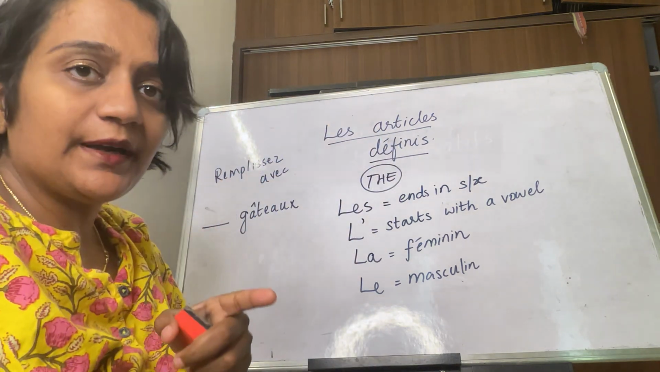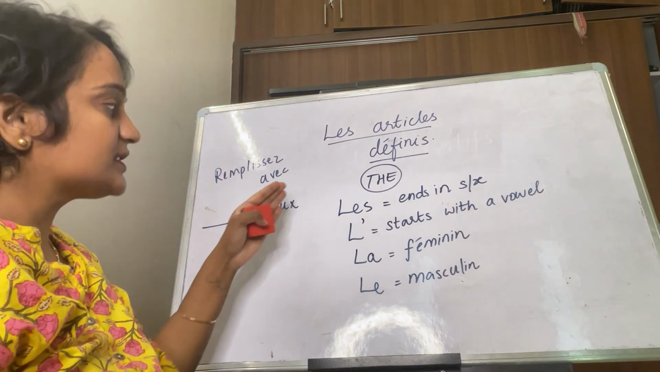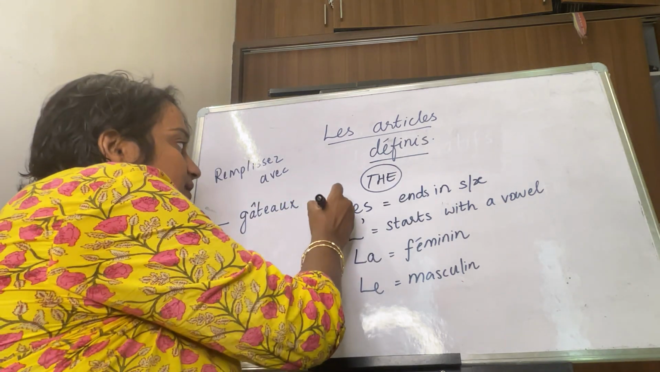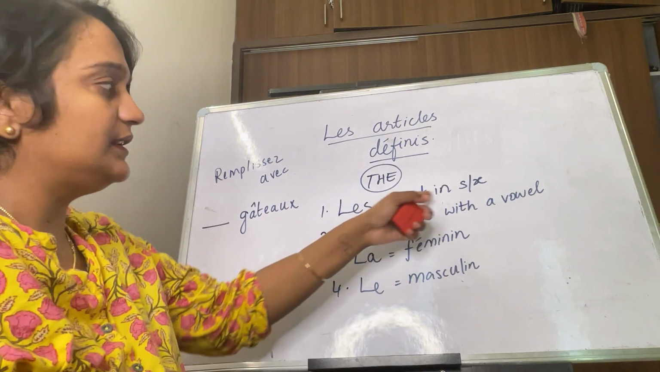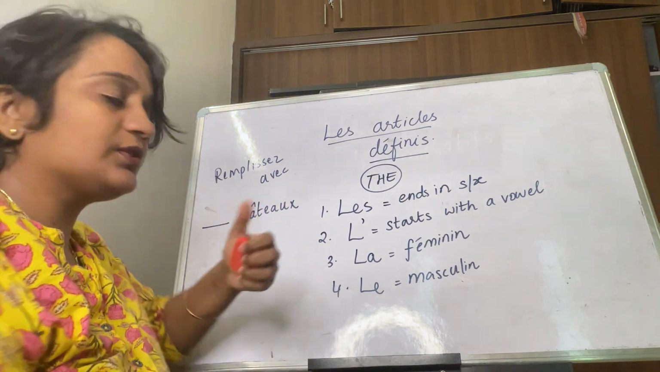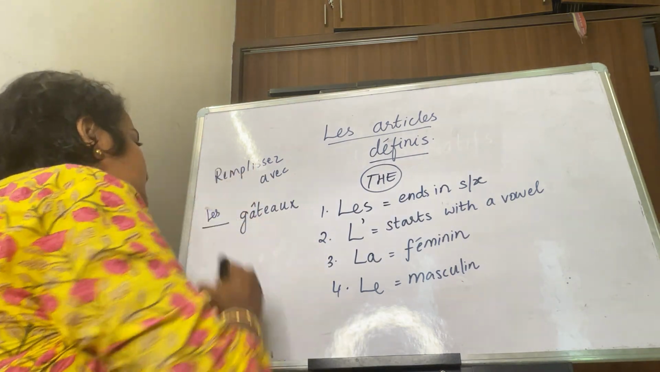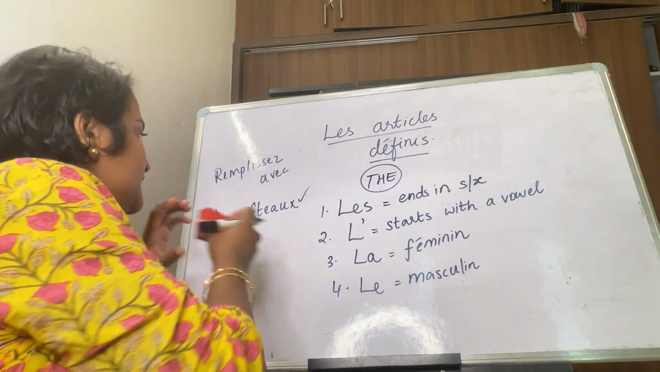So then I remember my chart. Okay, I have 4 options. Which of these 4 do I use here? Start from the top. My first option is les. So does it satisfy the les condition? Does my word end with s or x? Yes. So I go with les. And my answer is correct. Okay. Now let's see this word.